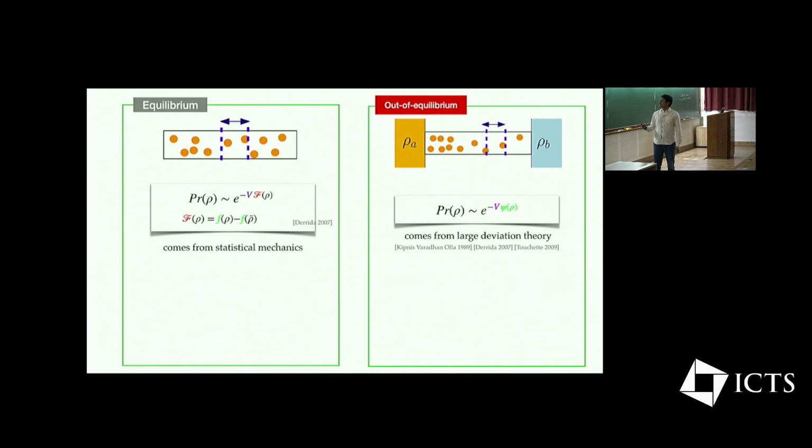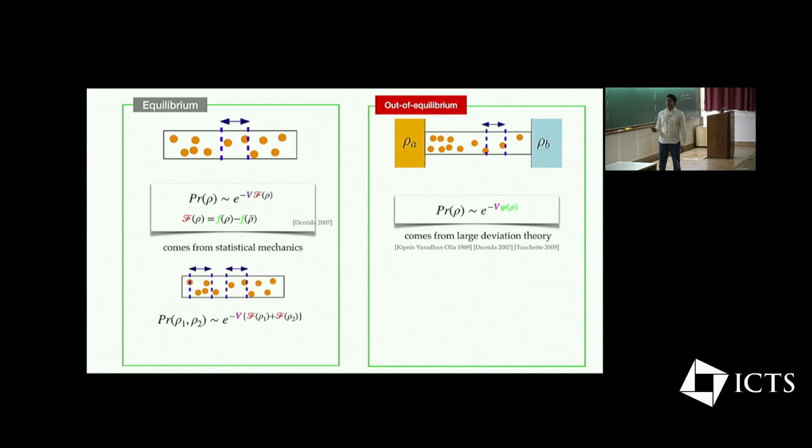But you can ask a similar question in an out-of-equilibrium context. You have two reservoirs, and you ask about a tiny subsystem there. And this whole theory of large deviations tells you that there is an analogous formula, and there is such a function, which is extensive in the subsystem volume. Now, there are certain peculiarities that come with this function compared to equilibrium systems.